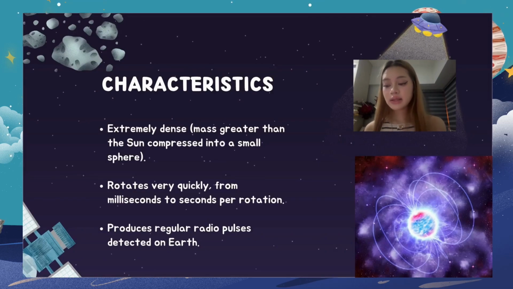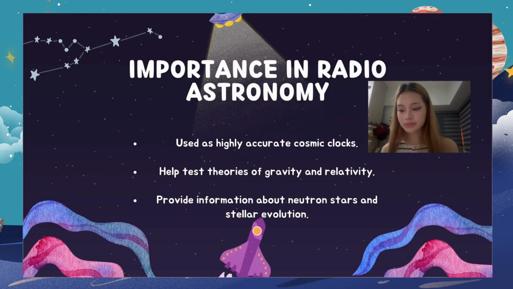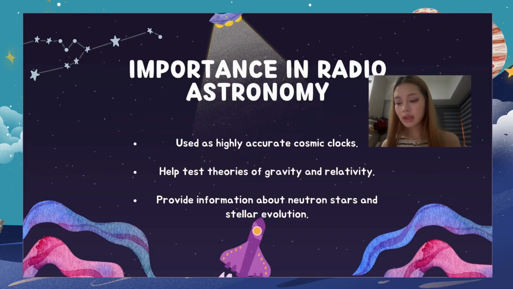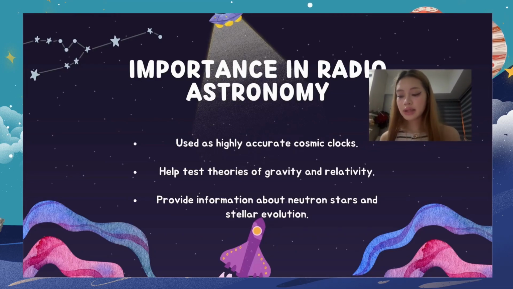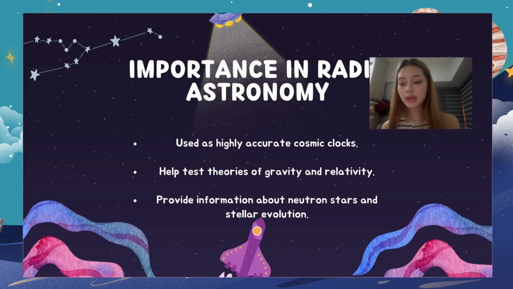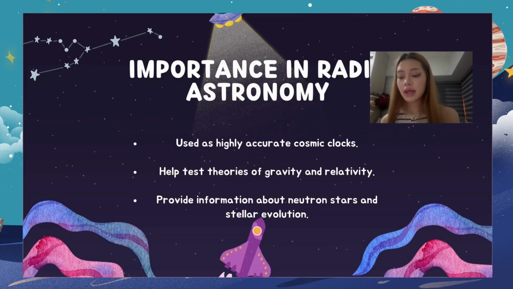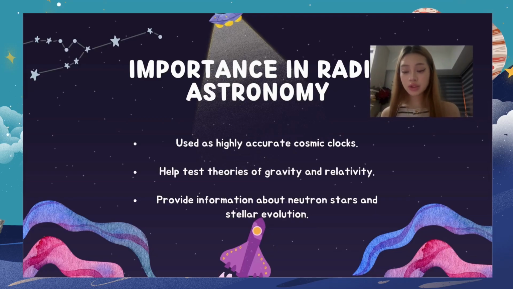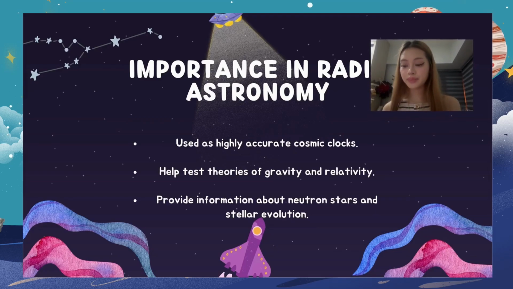It is extremely dense. The mass is greater than the sun, compressed into a small sphere. It rotates very quickly, from milliseconds to seconds per rotation. And lastly, it produces regular radio pulses detected on Earth. So now, what is the importance of this in radio astronomy? Pulsars are used as highly accurate cosmic clocks. They helped to test theories of gravity and relativity. And they provide information about neutron stars and stellar evolution.